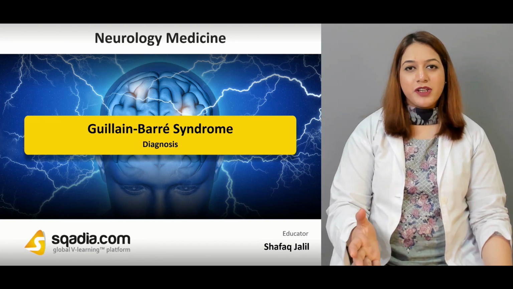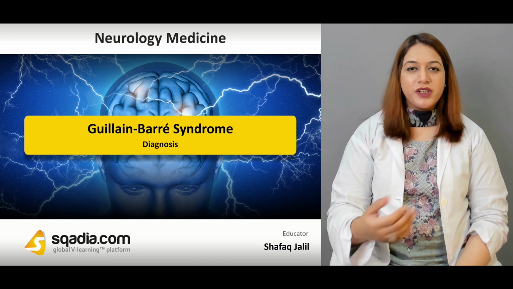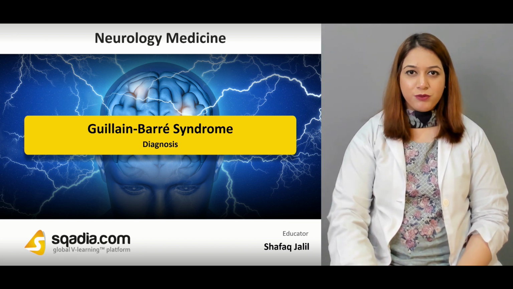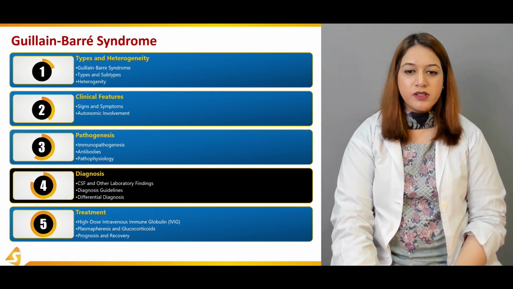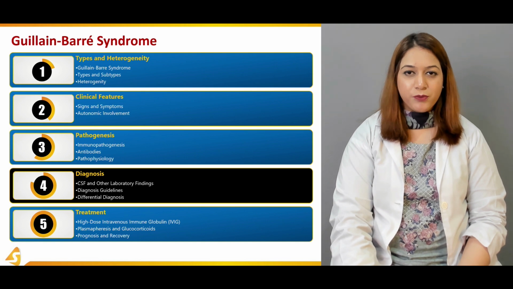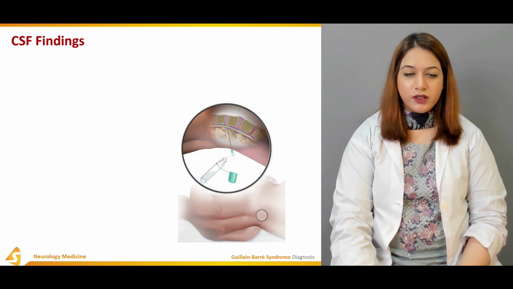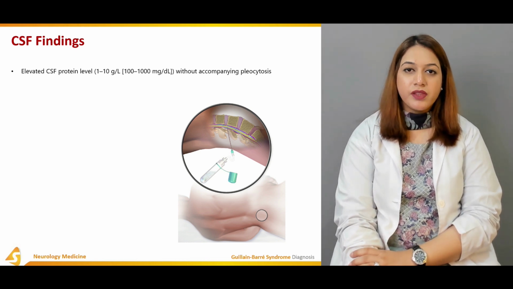This is the fourth section of our lecture. Now we are going to talk about the diagnosis of GB syndrome. In this section, we will talk about the CSF findings and other lab findings, the diagnosis guidelines and the case studies, and the differential diagnosis of GB syndrome. First of all, we will talk about the CSF findings.